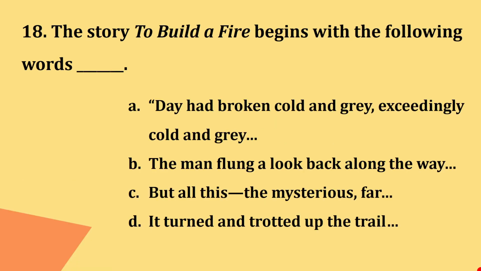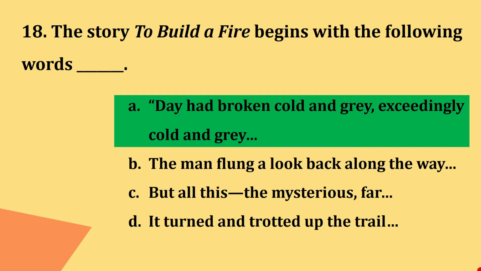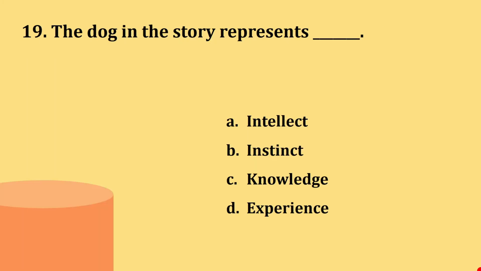18. The story To Build a Fire begins with the following words. A. Day had broken cold and grey, exceedingly cold and grey. B. The man flung a look back along the way. C. But all this the mysterious far, and D. It turned and trotted up the trail. And the correct option is A. The story begins with these words, day had broken cold and grey, exceedingly cold and grey.